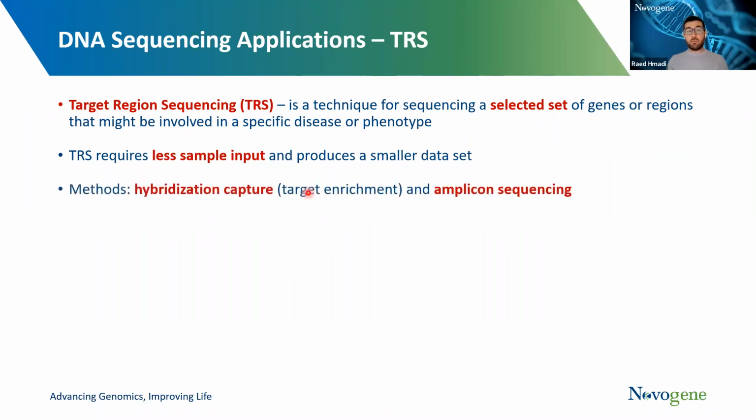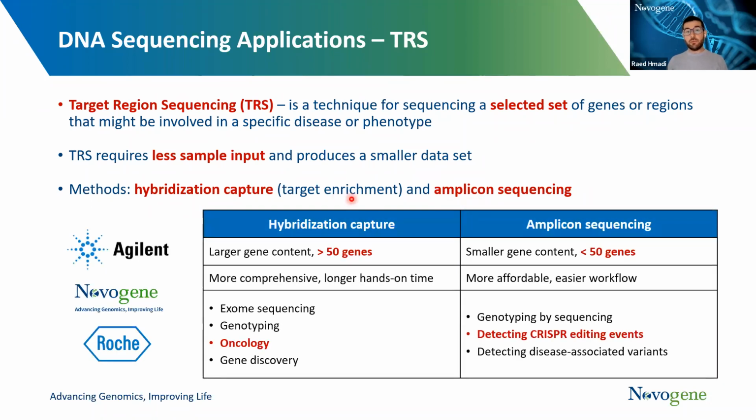Target region sequencing can be performed in two different ways. The first one relies on hybridization capture or target enrichment, while the second one is called amplicon sequencing and relies on the generation of amplicons. The differences between these two methods are as follows. The hybridization capture is usually more suited if we are trying to analyze a larger gene content, more than 50 genes on average. It is more comprehensive and has longer hands-on time than amplicon sequencing.